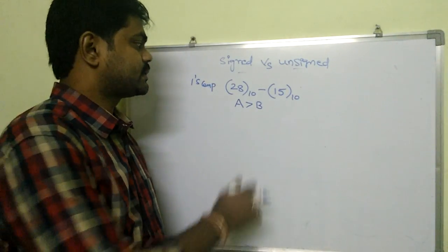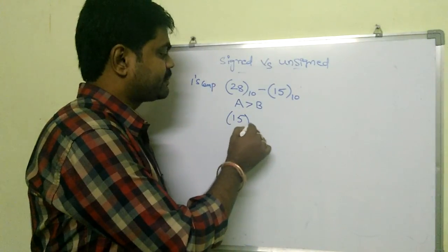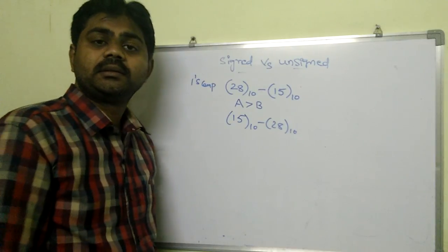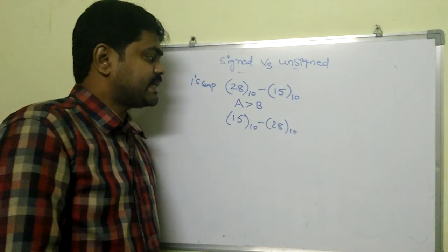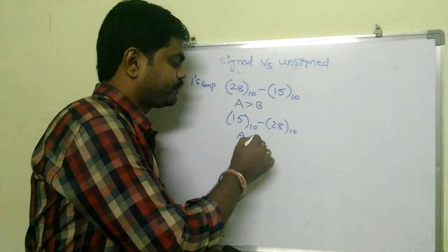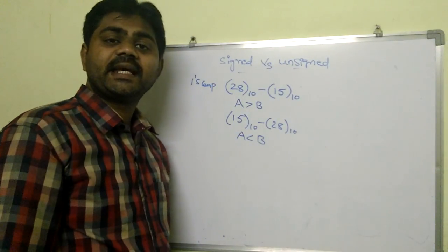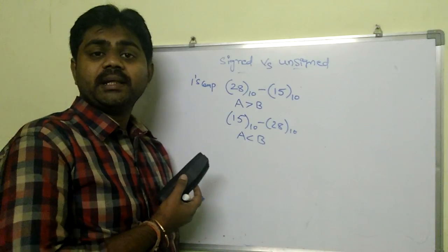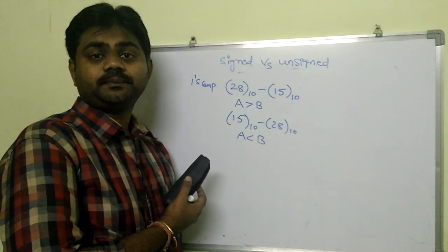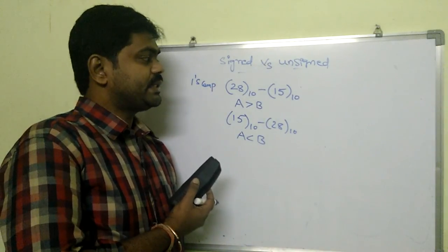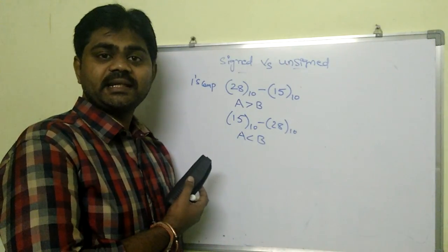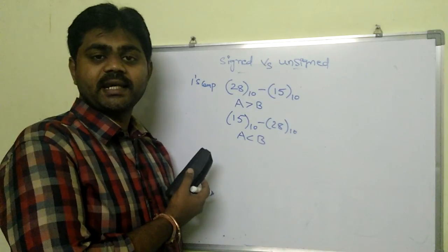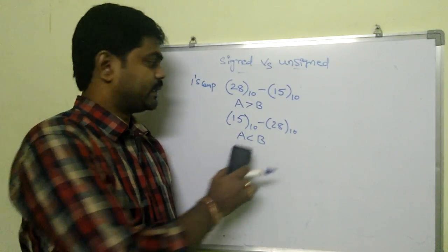There is another case like 15 base 10 minus 28 base 10. Here that is A less than B. The first case is A greater than B and the second case is A less than B. Here we will get an output of negative number. So what are we doing here? Whether the first case or second case, we need to apply 1's complement for this. So first let us take the first case and apply 1's complement for that.